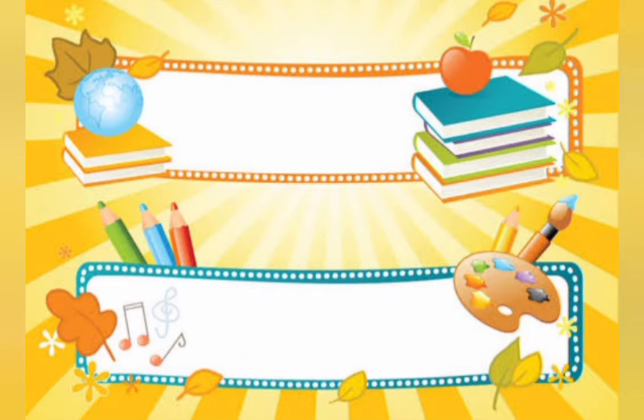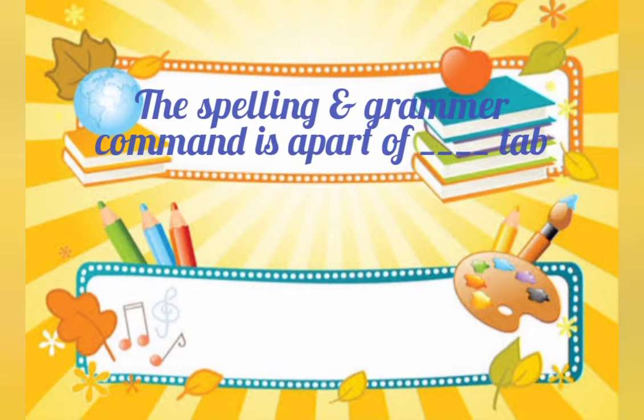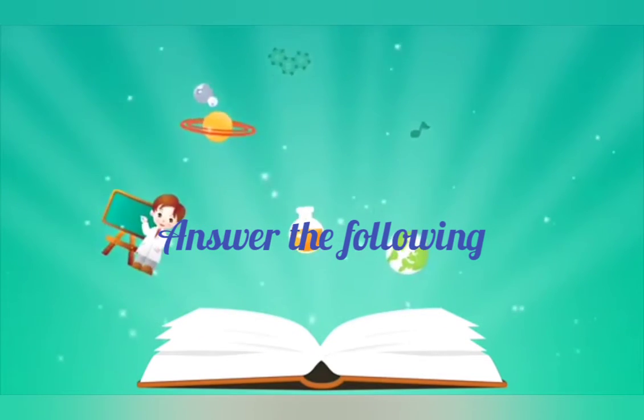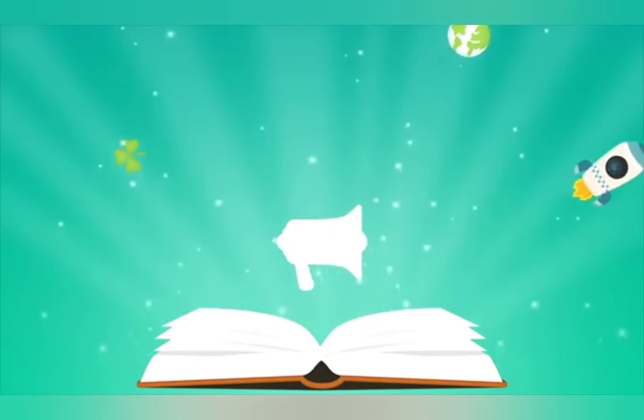Next question is, spelling and grammar command is a part of dash tab. Which tab? Yes, the answer is review tab. Next we can discuss some answer the following questions.